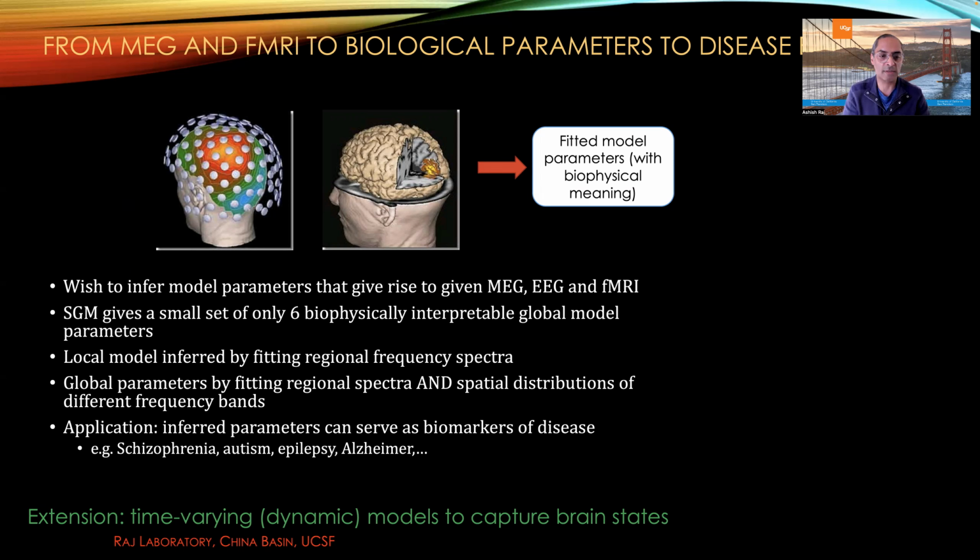Now, this is important because the inference problem in this SGM world is so much simpler than in the neural mass model world, as I mentioned before. So we want to leverage that inference ease in order to apply this model as a biomarker of disease.